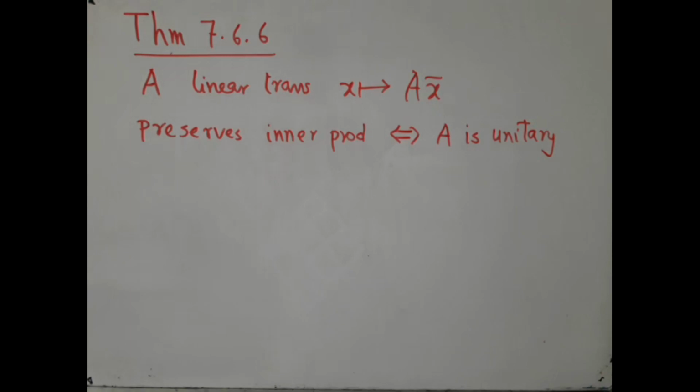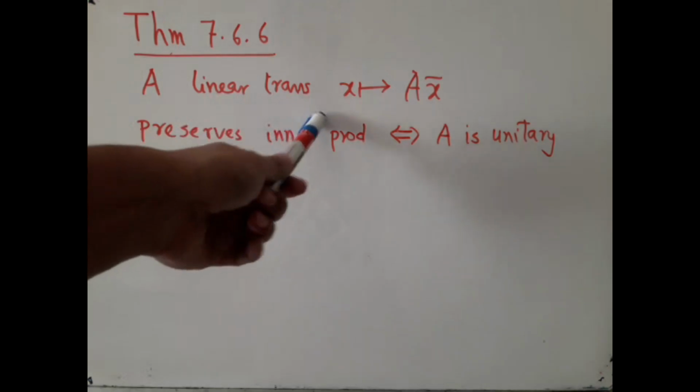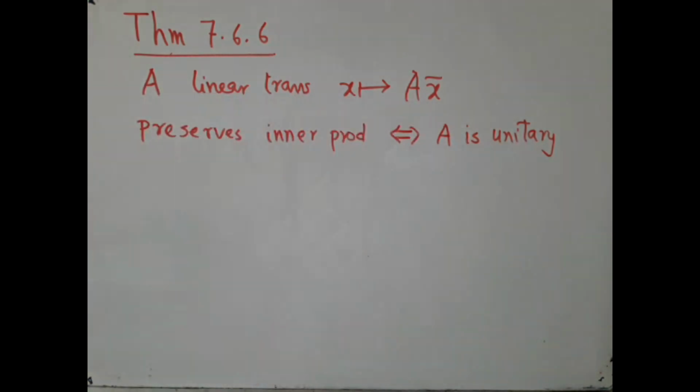Theorem 7.6.6 is a very important theorem, but stated in a typical Rao Bhim Shankaramish way, in a very bloated way. So this is the main thing. Suppose I have a linear transformation, x being mapped to A times x. Then this will preserve inner product if and only if A is unitary. The proof is pretty straightforward.